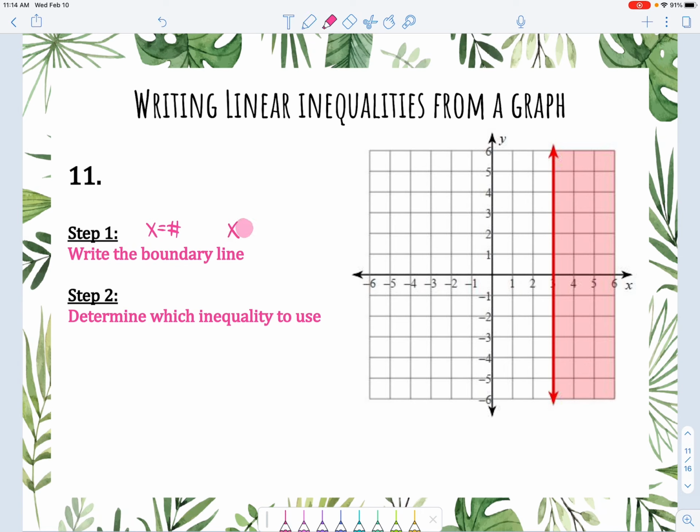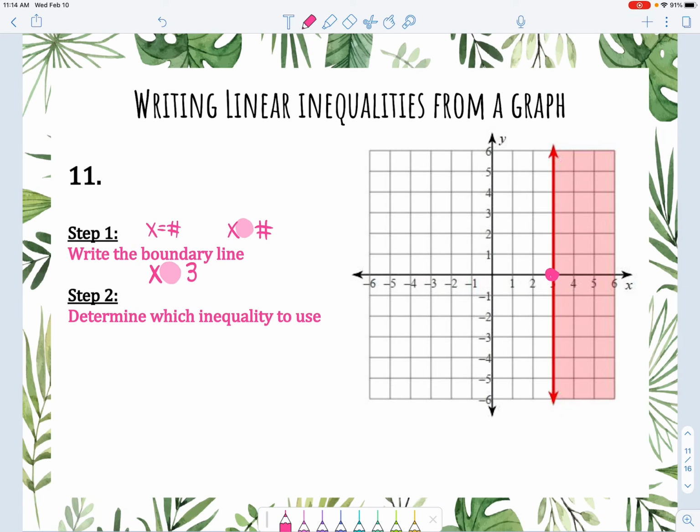And remember, we're going to leave a little space before we write the symbol because it's not going to be an equal sign. Well, I can just use the x-intercept to determine what number I should use for that inequality. It has an x-intercept at +3, so it's going to be x, some sort of inequality, and then 3.